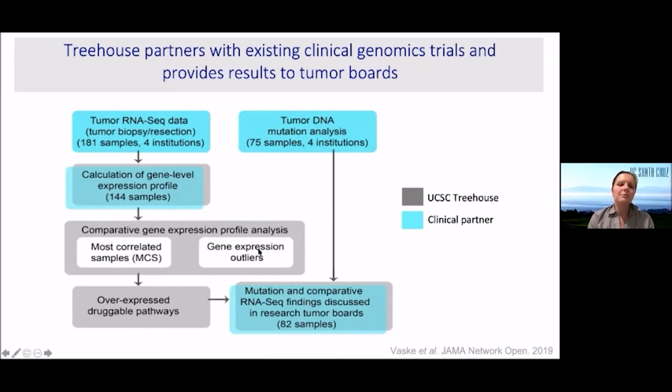And so at UC Santa Cruz, we do our comparative RNA sequencing analysis. We look for outliers. I'll talk about most correlated samples, so that's another analysis we do. And then we look for overexpressed druggable pathways. And then we meet together with our clinical partners in tumor board meetings where we present our analysis, and then also hear the clinical perspective about these patients, and then have discussions about how these results could be potentially useful to the clinician in their decision-making process as to what to do with these difficult cases.